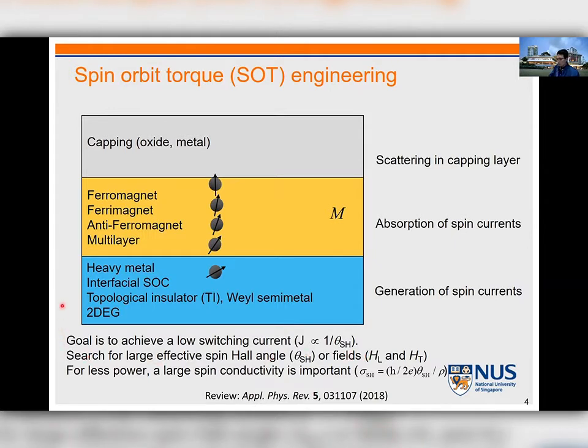However, if we look at the total power consumption, it was found that junction resistivity is also very important. So eventually, the most important parameter is a large spin conductivity rather than the simple spin Hall angle. So in this talk, I'm going to mostly focus on how we can generate large spin current using these fancy topological materials.